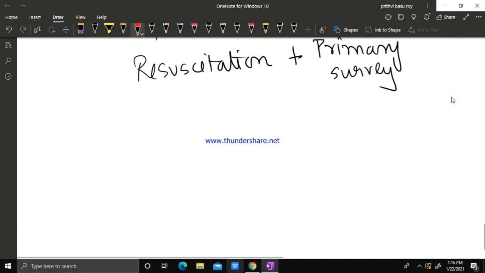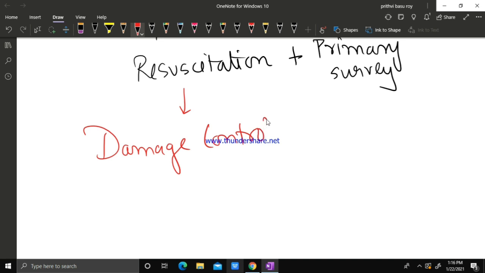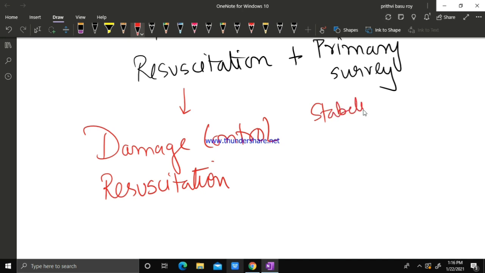Clear? What kind of resuscitation do you do in case of unstable patients? Very important question for short note, MCQ, Viva: damage control resuscitation. We will talk about the steps of that in a while, so that a short note or a Viva question can be answered. And in the primary survey, everyone knows you stabilize the C-spine. You rule out C-spine injury. If there is a chance of C-spine injury, you send for scans. So you stabilize the C-spine and secure the airway.